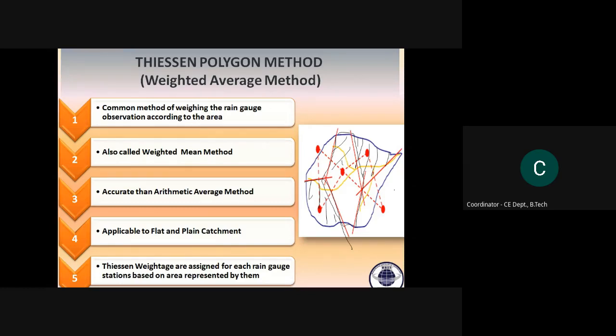Now, in order to calculate the mean rainfall over an area using the Thiessen polygon method, we must consider the Thiessen weightage. Now, what are Thiessen weightage? These are assigned values for each rain gauge station. Now, on which factor is it dependent? It is dependent upon the area represented by each rain gauge station. Say, for example, for this rain gauge station, this is the area, the area under this polygon.